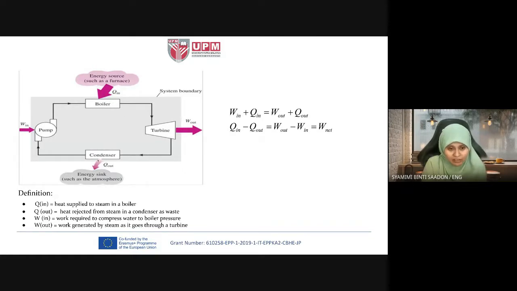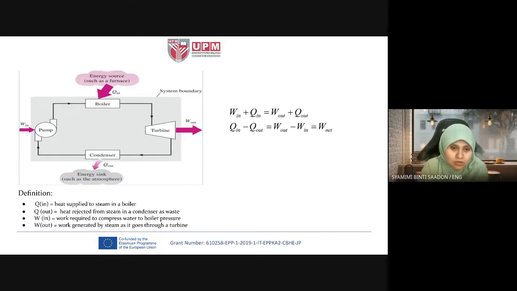Okay, so in order to condense, the water needs to exchange heat with another environment, another reservoir. Normally the reservoir will be our ambient atmosphere, or if we have cooling water, we reject heat to the lake or the ocean. This is the energy heat sink that will exchange heat with the working fluid water inside the condenser. So Q out, heat, will be rejected as waste.